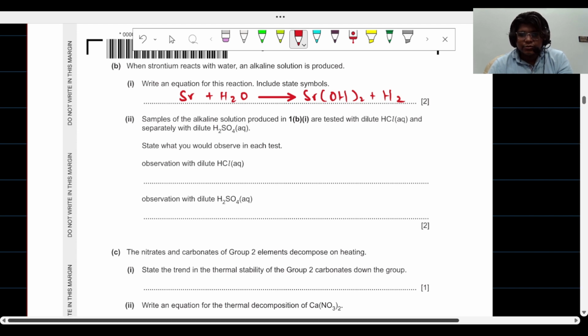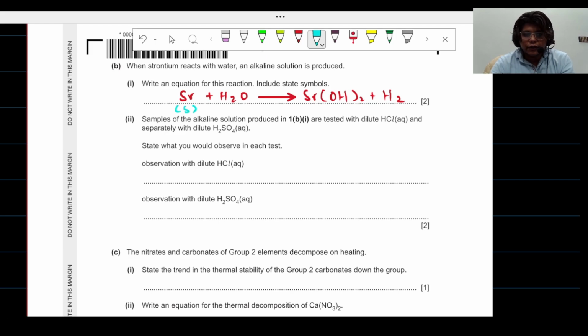So now let's just label the state symbols here. Strontium will be a solid because it is a metal. Group 1 and group 2 are soft metals, so that would be a solid. At this point, water will be liquid, right? And this would be an aqueous solution, right? Because this is soluble in water, and hydrogen will be a gas.